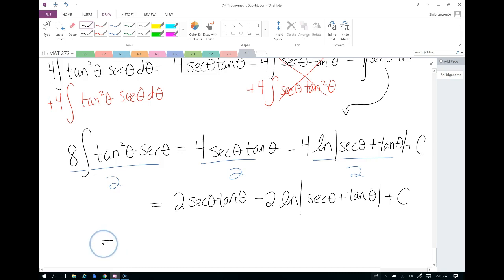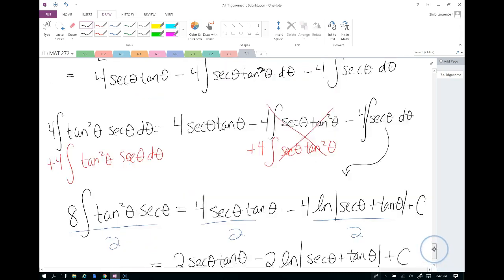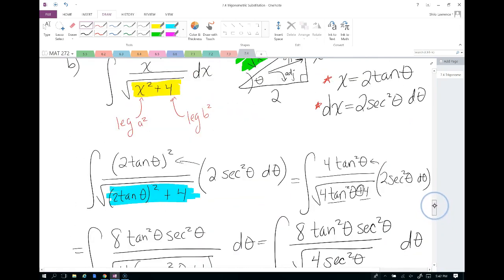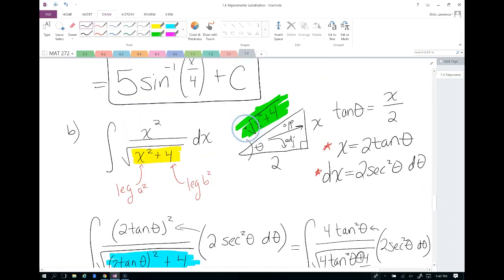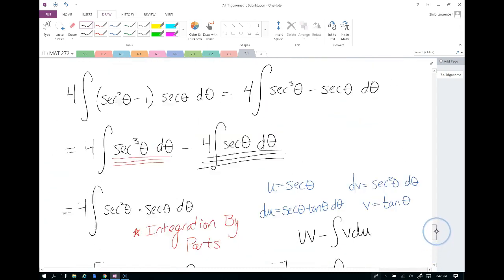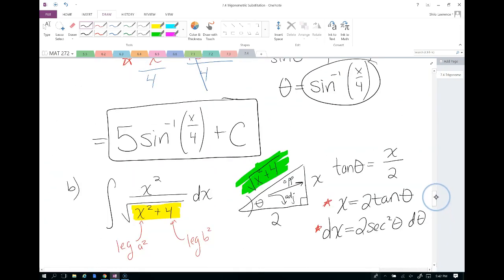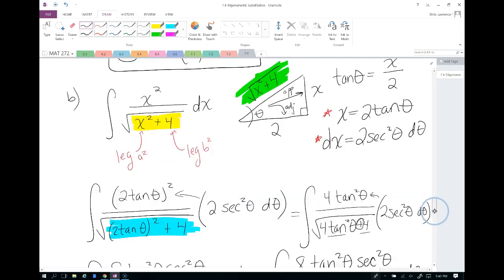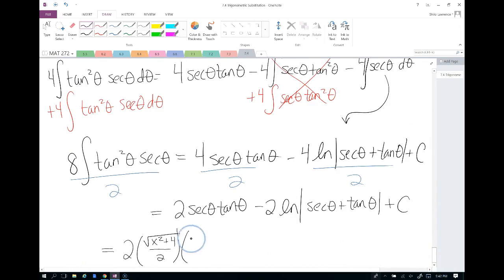All you have to do is look on your triangle and see what secant theta is equal to. So secant is hypotenuse over adjacent. So secant is the square root of x squared plus 4 over 2. And then we need to know what tangent is. Tangent is opposite over adjacent. So we need to look back at our triangle. Opposite is x, adjacent is 2. So tan theta can get replaced with x over 2.